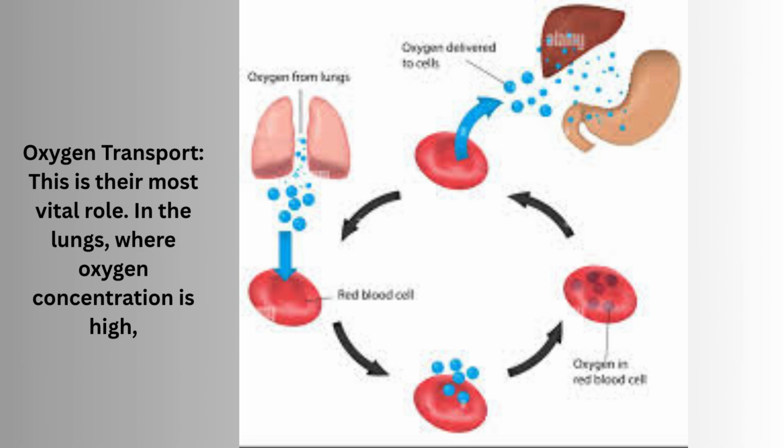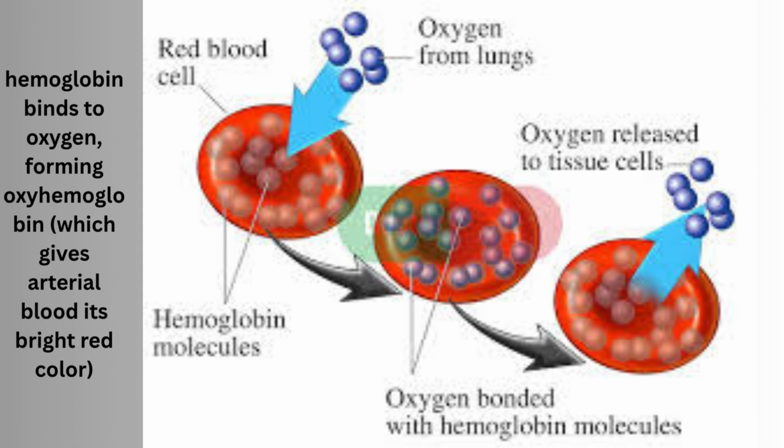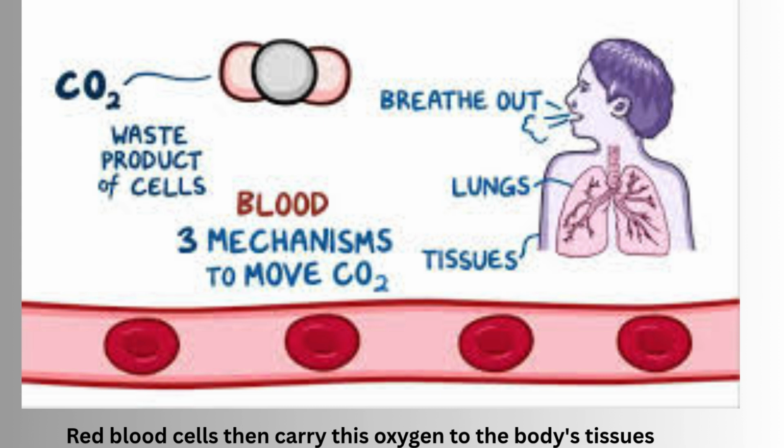Oxygen transport. This is their most vital role. In the lungs, where oxygen concentration is high, hemoglobin binds to oxygen, forming oxyhemoglobin, which gives arterial blood its bright red color. Red blood cells then carry this oxygen to the body's tissues.